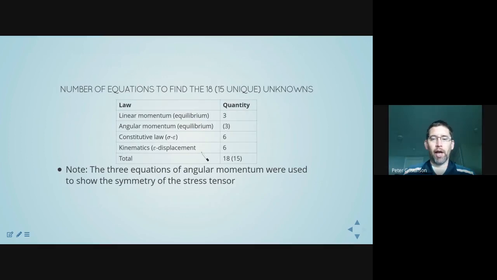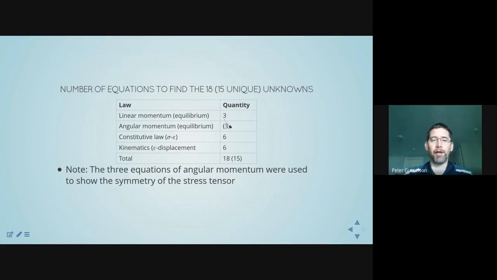Okay, so I kind of showed this table to you previously. I'm going to show it to you again. So, the question then becomes, we have at every point in the structural body that's being loaded, at every point in the field, 18 unknowns, of which 15 of them are unique.